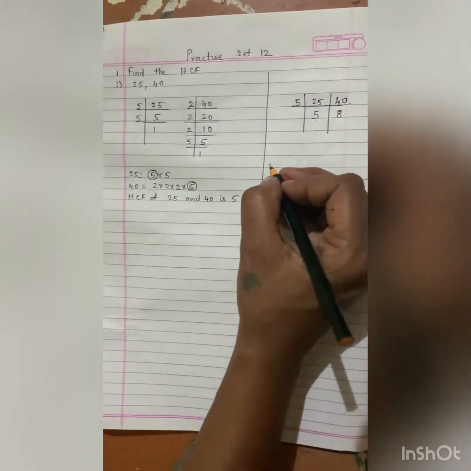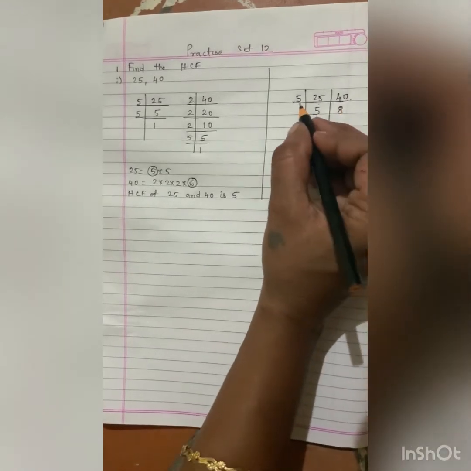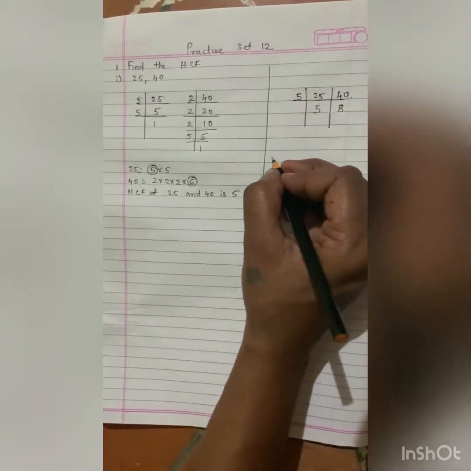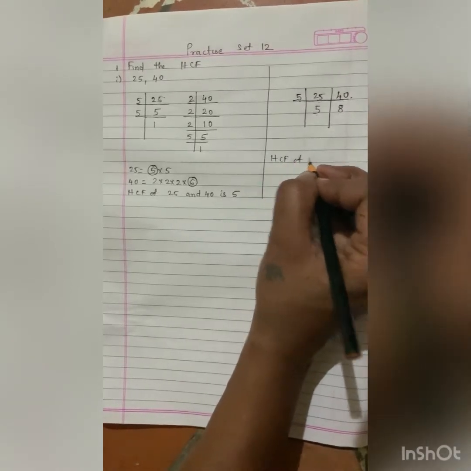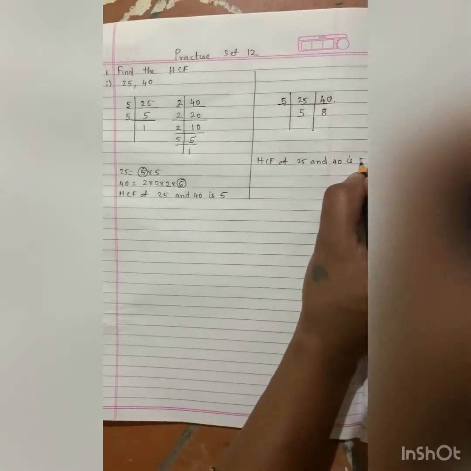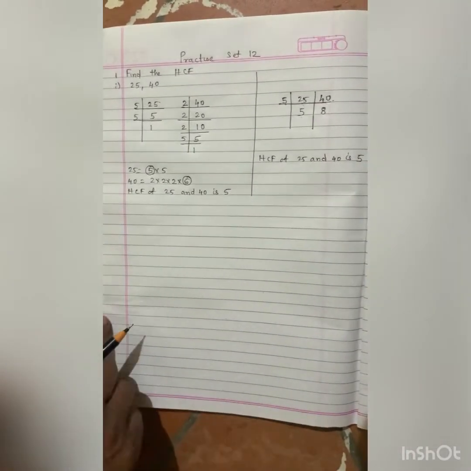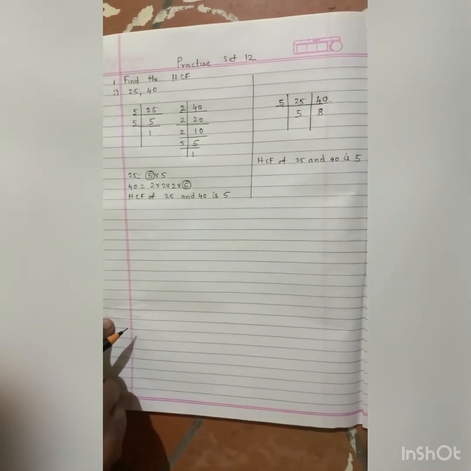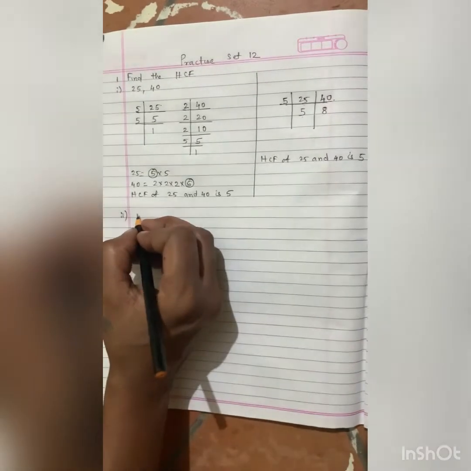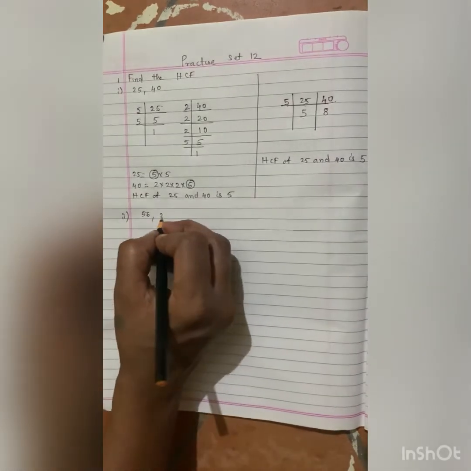Now here the HCF of 25 and 40 is 5 because this is the only common number for 25 and 40. If you see, with both methods we get the same answer. So we can do any method, whichever you find easy. Sum number 2, 56, 32.